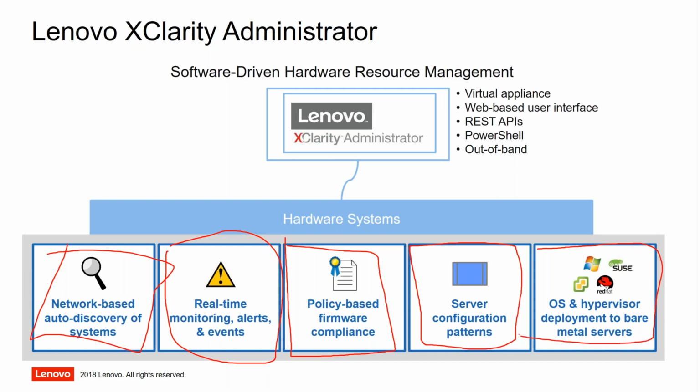And then finally, pushing out an OS or a hypervisor, being able to deploy a system quickly. Again, in a lot of cases, maybe you're buying an appliance or something, so that's not that important. You already have it from the factory with the OS installed. But in other cases, I want to get a simple VMware load down to it, Windows or Linux, and so you can do that from within XClarity Administrator as well. So those are kind of the basic functions.